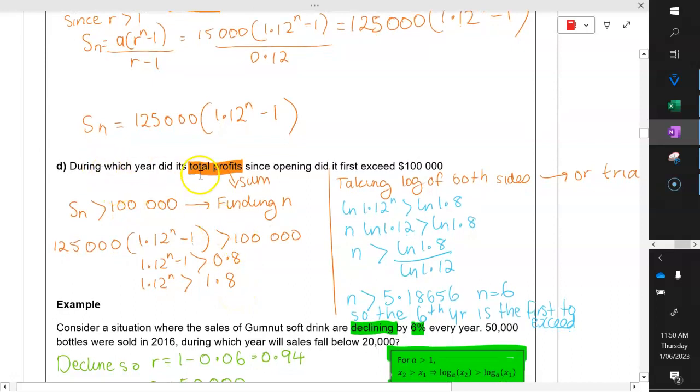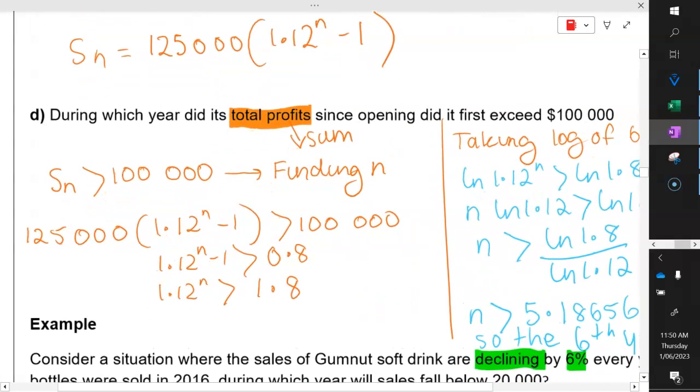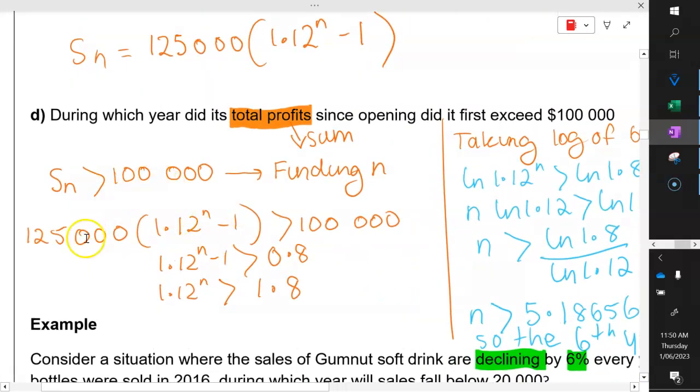So during which year did the total profit since opening exceed 100,000? We want this sum from the previous question to be greater than 100,000. So I pop my formula in, pop the 100,000 in, and it's pretty much the same as the question we did above. I'm going to divide by the 125,000 on this side to get 0.8, and then I'm going to add 1. So my formula becomes 1.12^n is greater than 1.8.